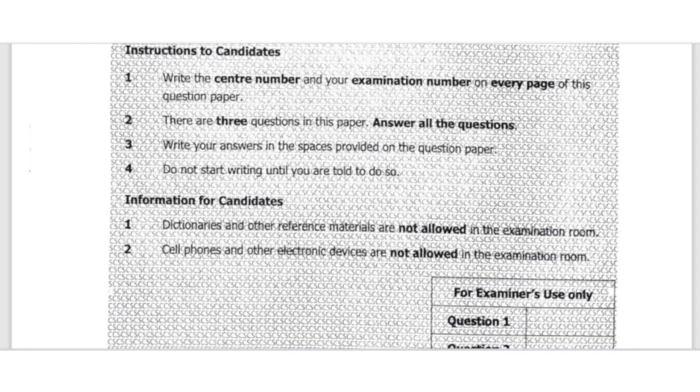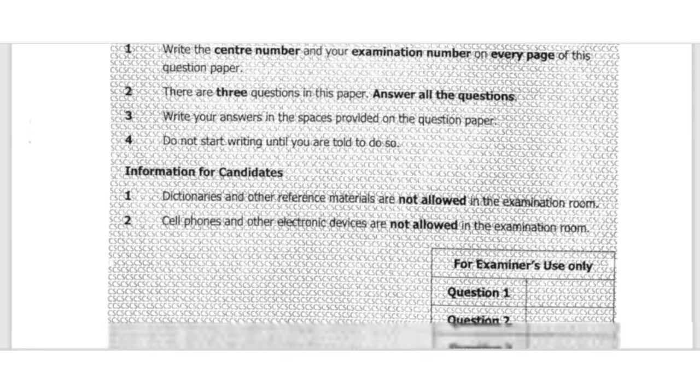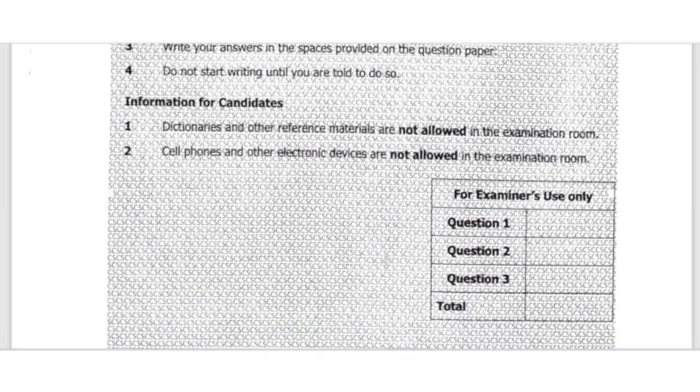Information for the candidate: dictionaries and other reference materials are not allowed in the examination room. So you don't have to go with anything, dictionary or whatever. All you need to do is go with your head and the pen that you need to use for writing. Make sure you carry enough pens so that you don't hinder your progress. The second one is cell phones and other electronic devices are not allowed in an examination room. So please don't go with a cell phone in an examination room.